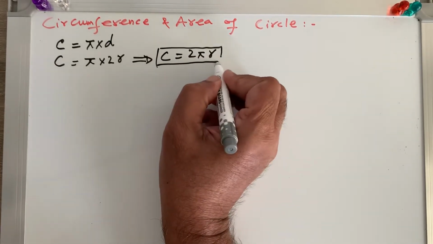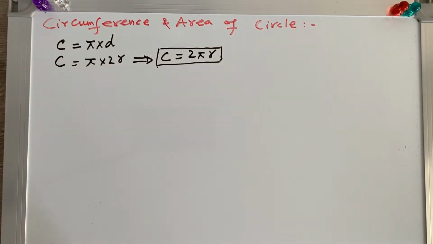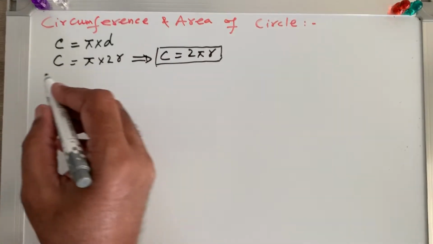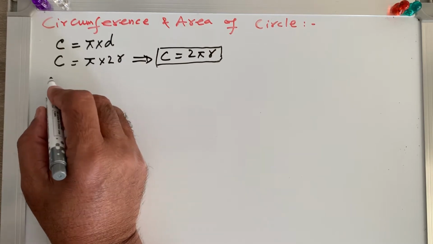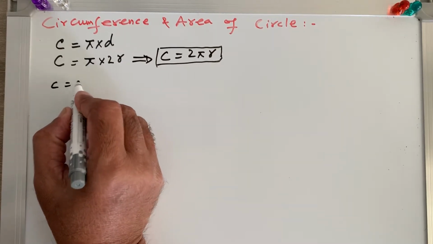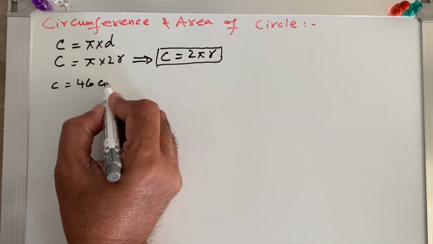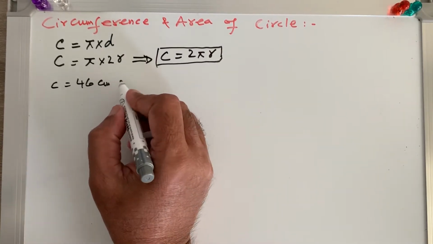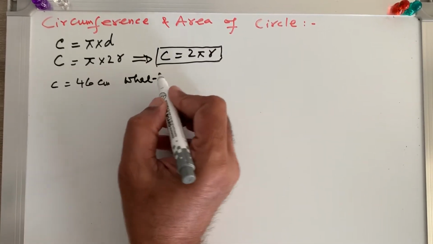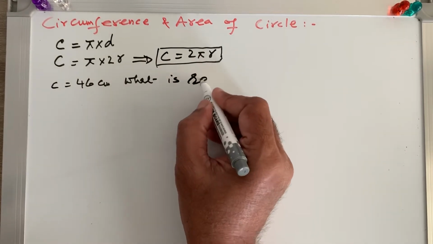If diameter is given, we can use c is equal to pi times d, but we have the relationship, so if you can only remember c is equal to 2 pi r, that is also wonderful, because if diameter is given, you can find out r. If r is given, then it's direct, right? So if a question is like this, that the circumference of the circle is 46 centimeter, what is the radius of the circle?